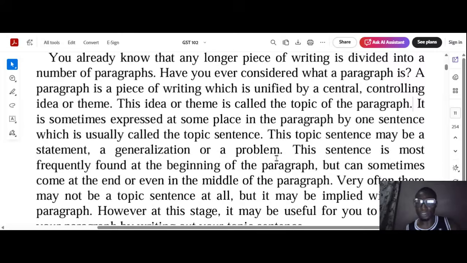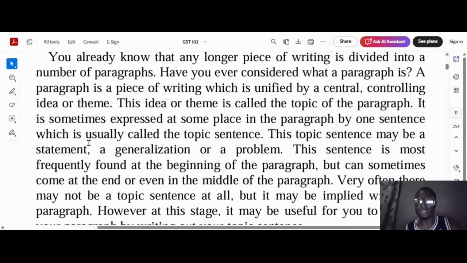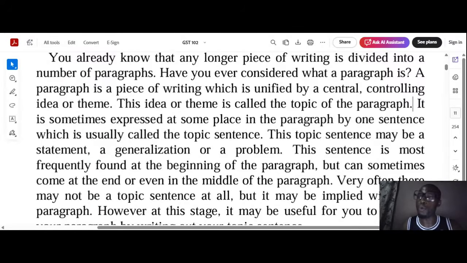We're still reading about a paragraph. So it is sometimes expressed at some place in the paragraph by one sentence, which is usually the topic sentence. Okay. Let's calm down now and understand it better. We're talking about a paragraph. And I told you that it's like a small box containing just one idea. And from the definition of a paragraph, you already know that there is one idea controlling the whole box. So the movement of the box, the weight of the box, is dependent on the idea you put inside. So this idea is also called the theme or the topic of the paragraph.